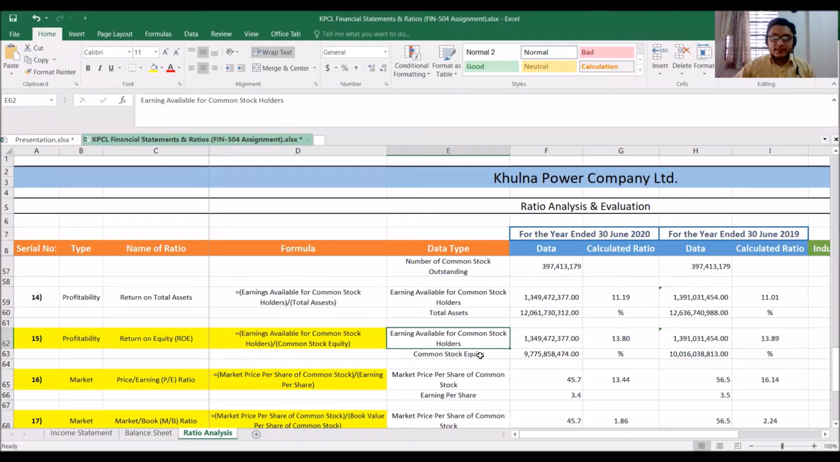Okay, these are the data needed to calculate the ratio: earnings available for common stockholders and common stock equity. After using the formula, I found the ratio to be 13.80 for the year 2020. The same formula was used for 2019 and the ratio is 13.89. Okay, let me switch to the presentation again.